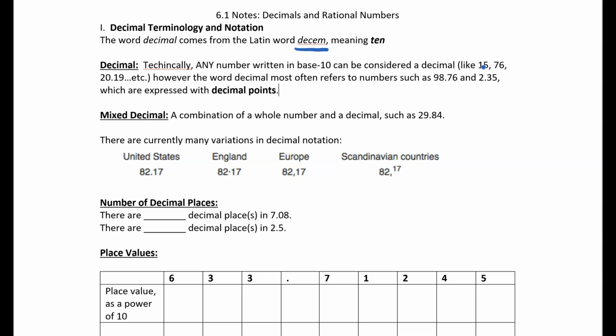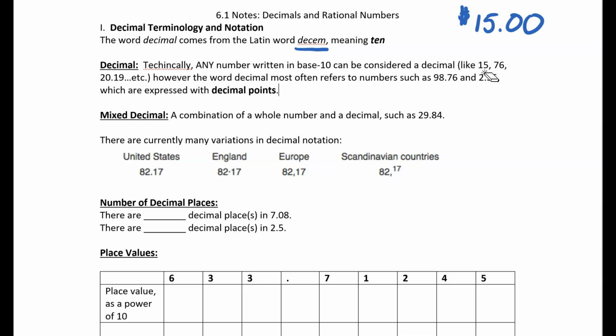For example, the number 15 is a decimal, even though you don't see a decimal point. Technically you could write one. You could write it 15.0 or 15.00 if you're referring to maybe $15. But you don't have to see that decimal point. It doesn't have to be written in order for the number to be considered a decimal. So 76 is a decimal, 20.19 is a decimal.